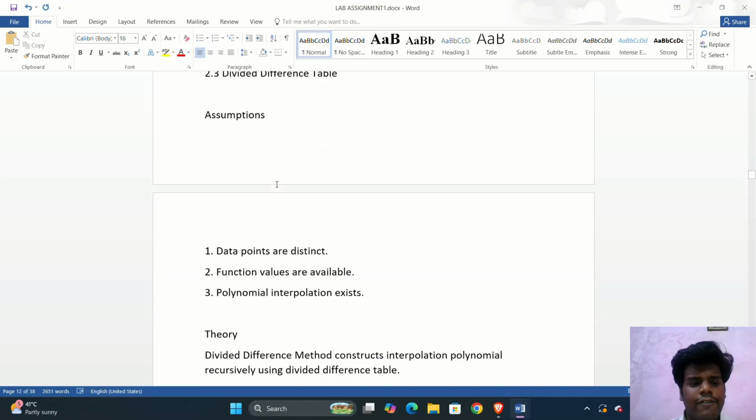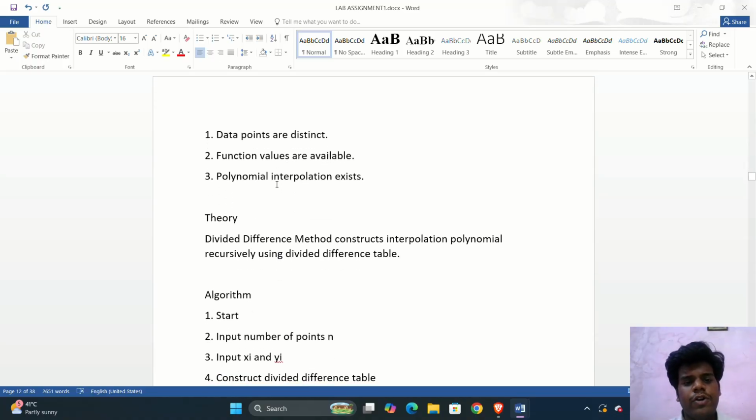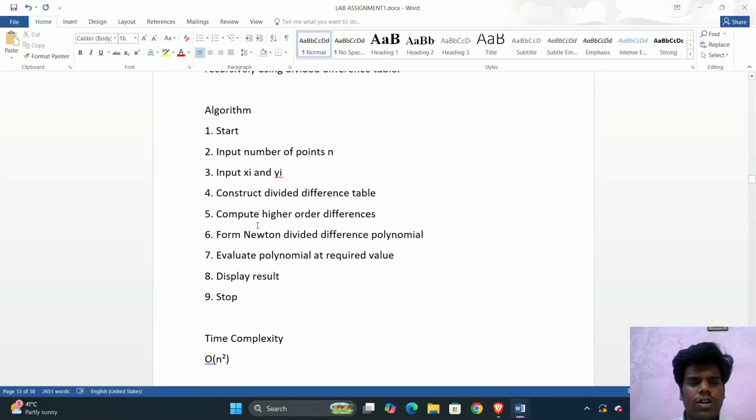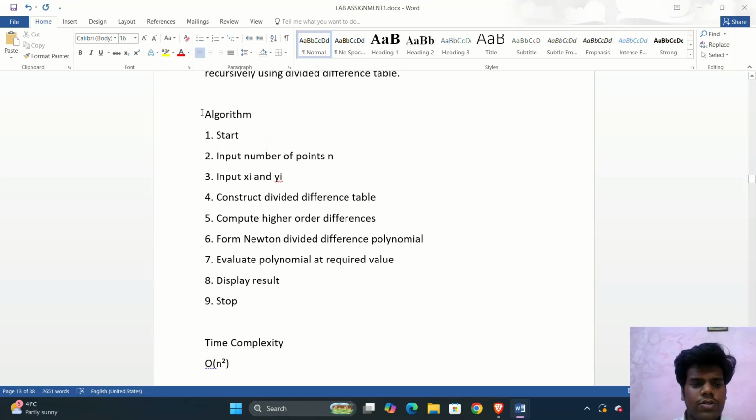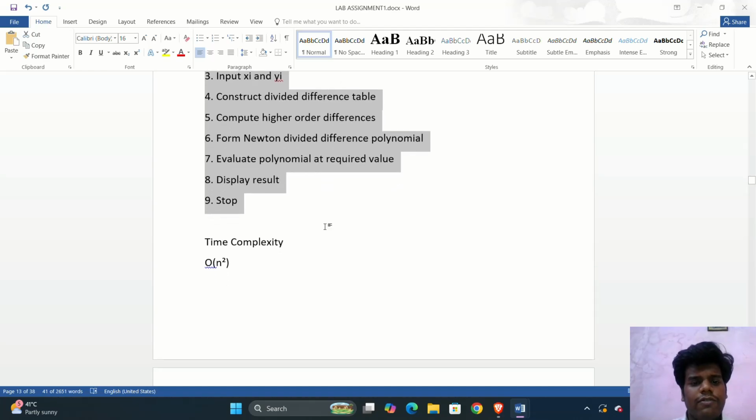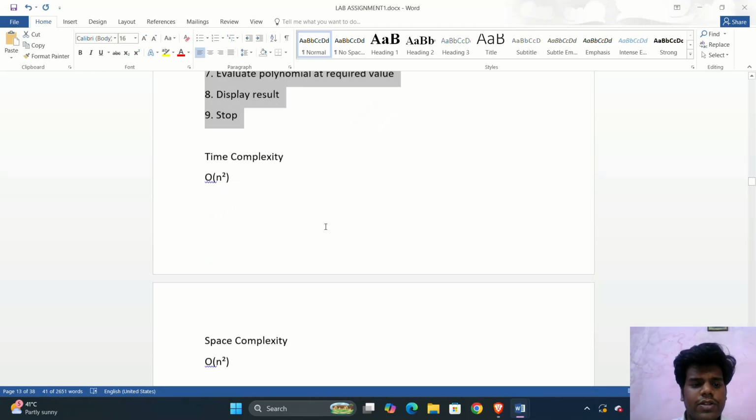Now 2.3 divided difference table. Data points are distinct, function values are available, and polynomial interpolation exists. The theory defines divided differences and constructs the interpolation polynomial recursively. The algorithm: start, input the number of points, input xi, yi, construct the divided difference table, compute the Newton divided difference form, evaluate the polynomial at the required value, display the result, stop.